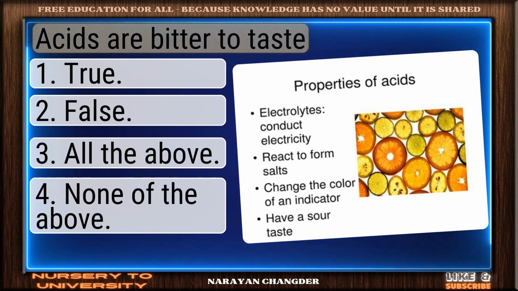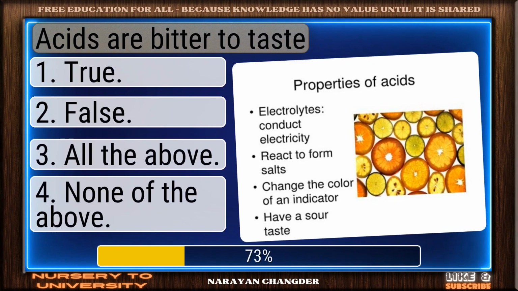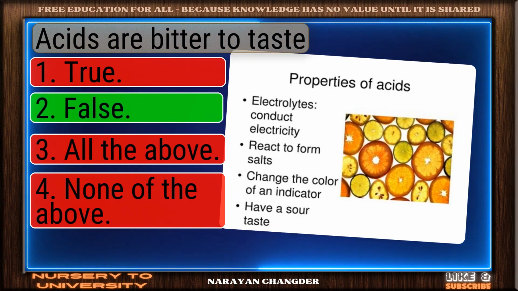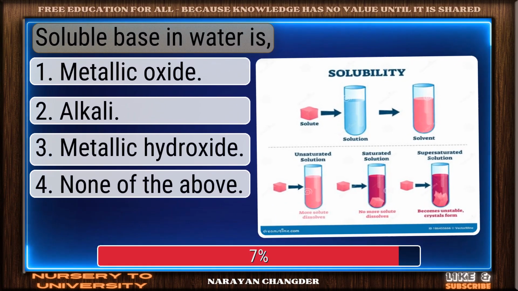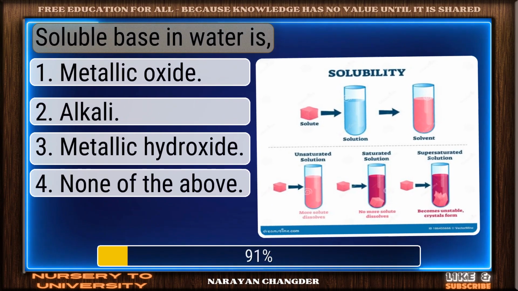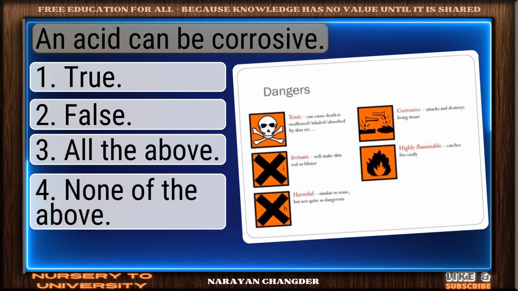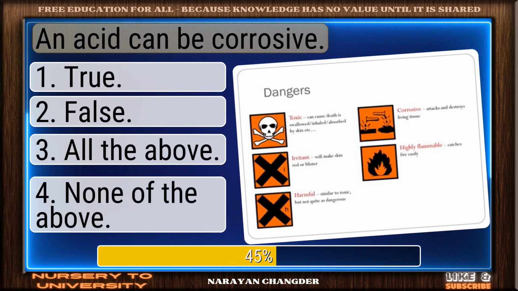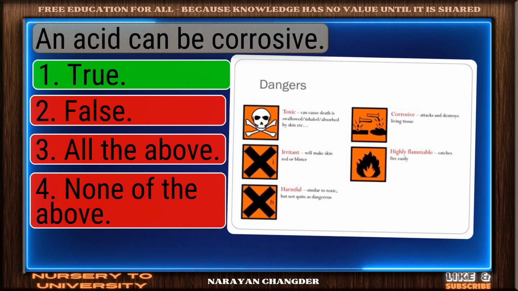Question number 215. Acids are bitter to taste. Well picked. False is the correct answer. Question number 216. Soluble base in water is. Valid point. Alkali is true. Question number 217. An acid can be corrosive. Perfect. True is the correct choice.